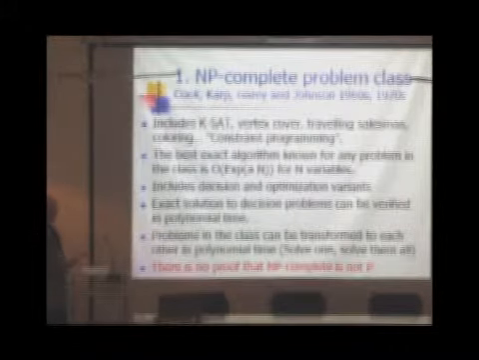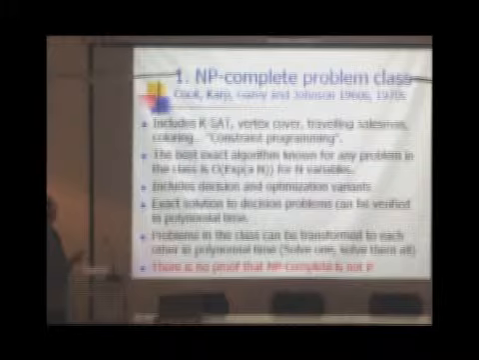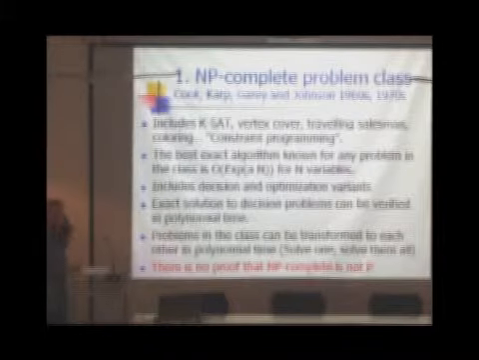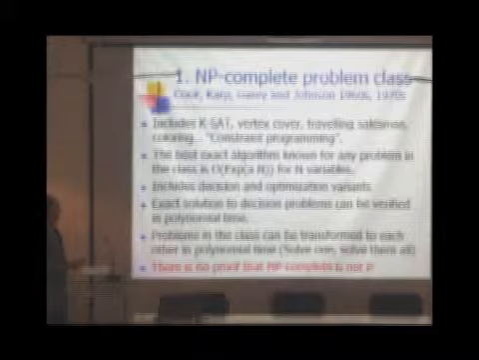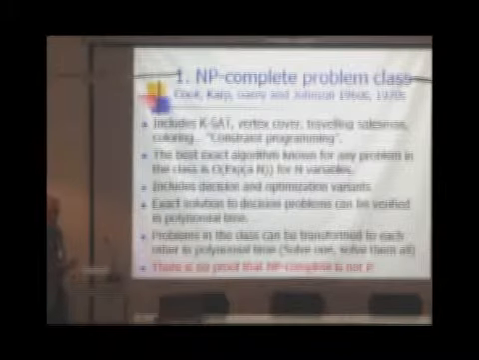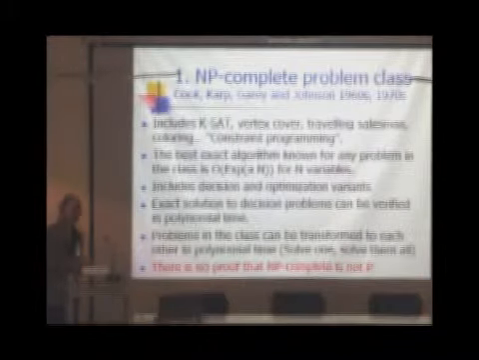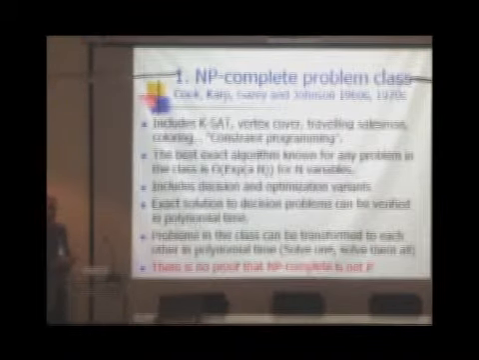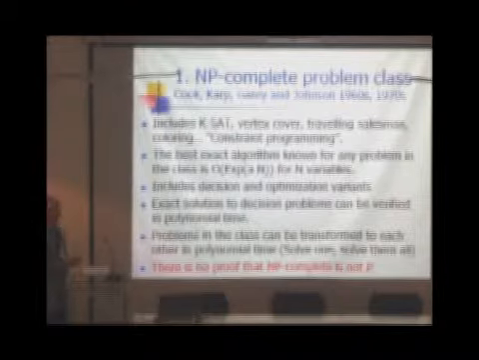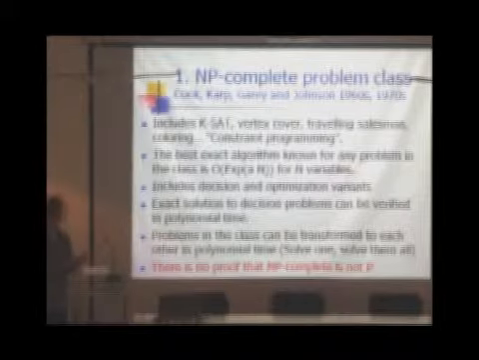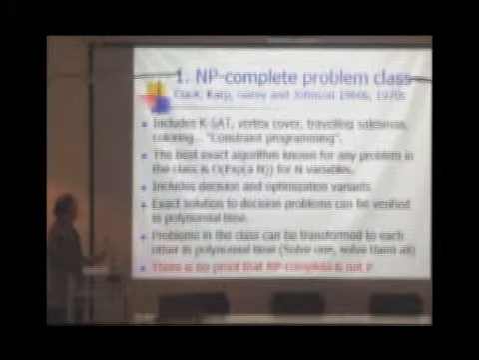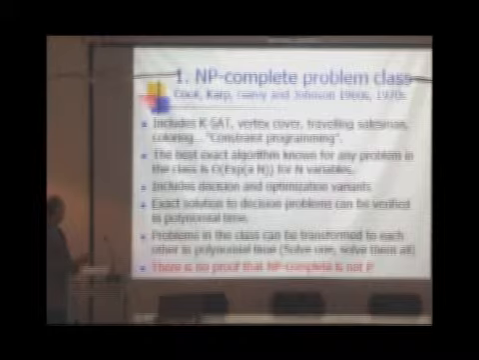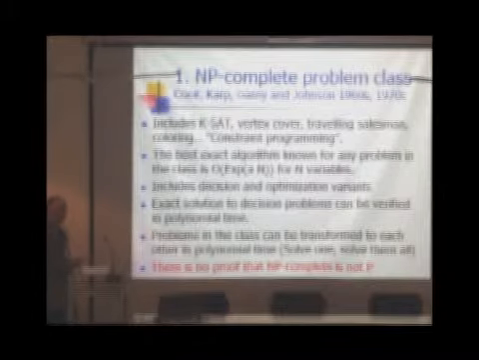There was a series of developments in the 60s and 70s. Cook, Karp, Garey and Johnson are the lead names in that area. And Garey and Johnson classify the NP-complete class as 6 base problems, to which a very large number of other problems can be mapped. There are thousands of problems that can be mapped to these base problems. So I've named a few of the base problems: K-SAT, vertex cover, traveling salesman, coloring. And in general, many of these can be called constraint programming problems.